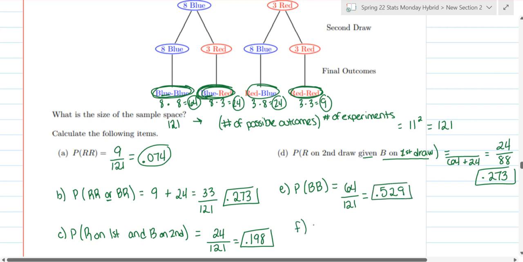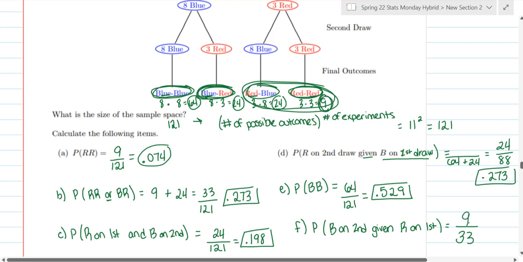And then F, you have P, blue on the second draw, given red on the first draw. Okay, so our sample space now is red on the first draw, so that's going to be these guys here. Red on the first draw. So that sample space is going to be 24 plus 9, 33. Red on the second draw, this is red on the first, this is red on the second, so there's 9 of those. 9 out of 33.